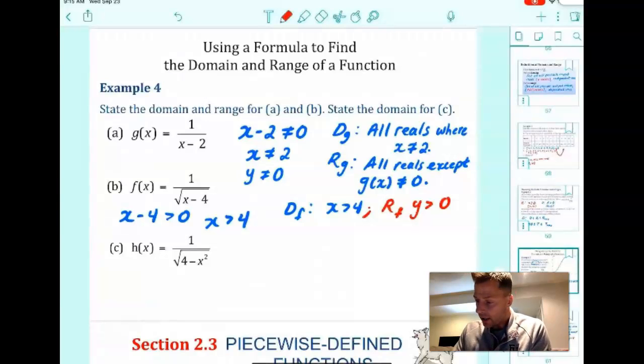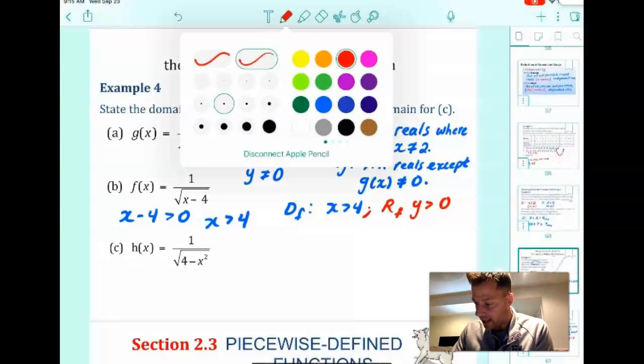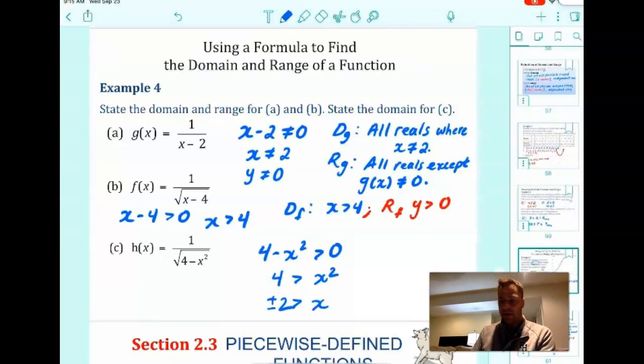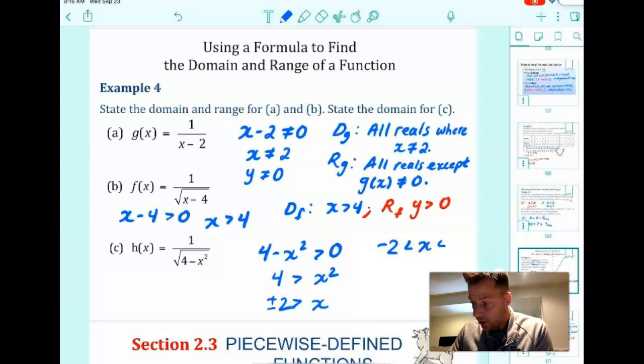The last one, very similar. You have a square root, and so you're going to have 4 minus x squared has to be greater than 0. If we solve this equation, you have 4 is greater than x squared. So x is between plus or minus 2. Okay, and so our domain is actually going to be all the x values between -2 and 2, where you can't include those values because you'd have 0 in the denominator. So that is finding the domain and range from an equation.